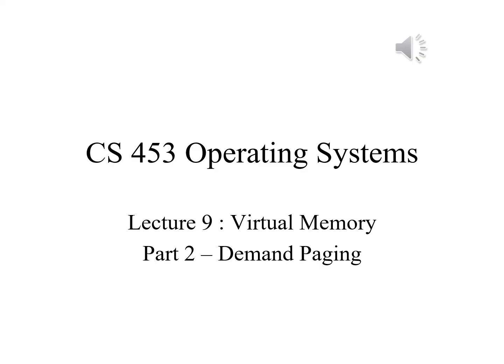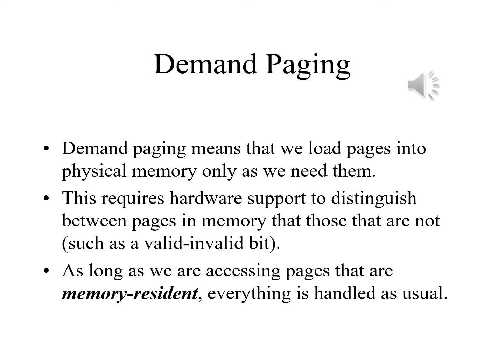In Part 2 of Lecture 9, we discuss demand paging. Demand paging is the most popular form of virtual memory system. It is so called because we load pages only when there is a demand for them. This means that we do not predict the pages that we will need. We wait for the situation to occur when we need the page in question. This keeps down the number of pages that are actually in memory at any given time.